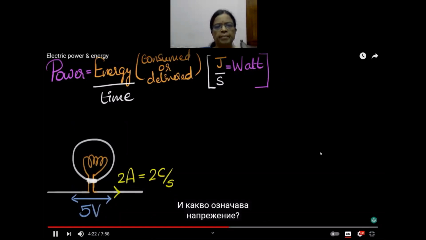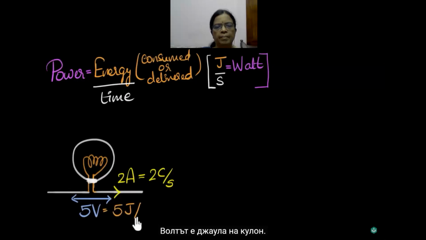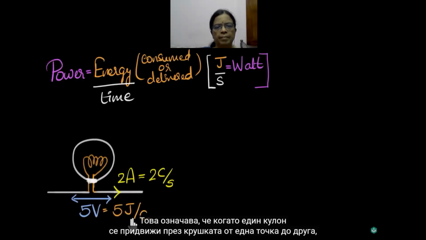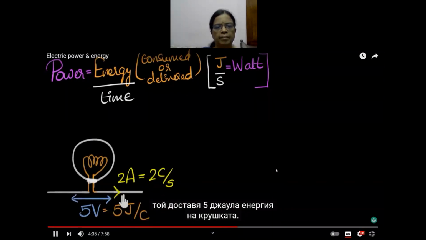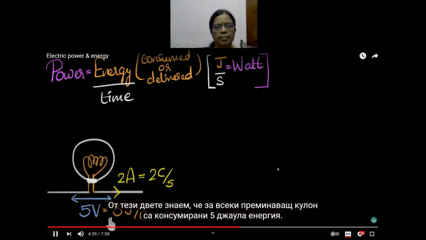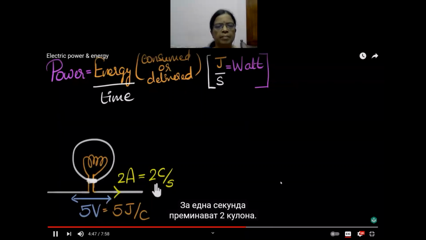Volt is joules per coulomb. This means that when a coulomb moves across the bulb from one point to another, it delivers 5 joules of energy to the bulb. So what we know from these two is that for every coulomb that passes by, the bulb consumes 5 joules of energy, and in 1 second, 2 coulombs are passing through.